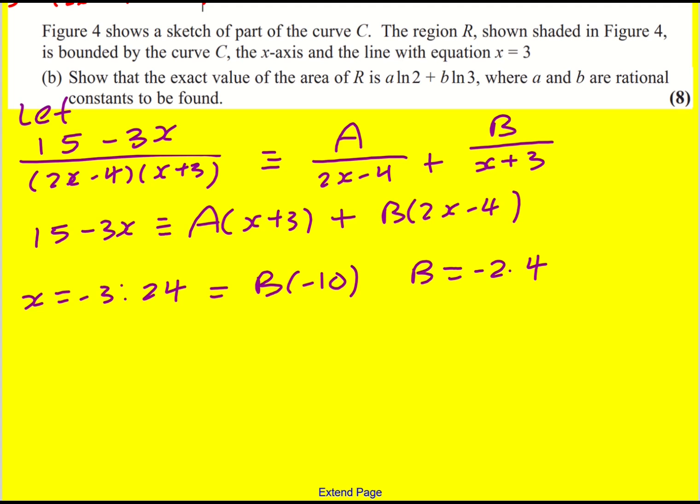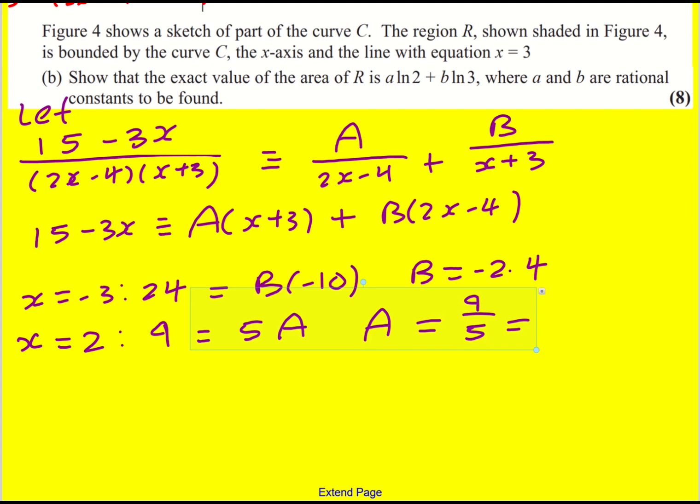Okay, normally I'd expect to get a whole number. When I got this, I was like, oh, have I done it? I double checked it, but that is the answer. And then x equal to 2, because that's what's going to make this 0. 15 minus 6, that gives 9, is equal to 5a. So a is 9 over 5. To divide by 5, you can divide by 10, then times by 2, you get 1.8 for a.